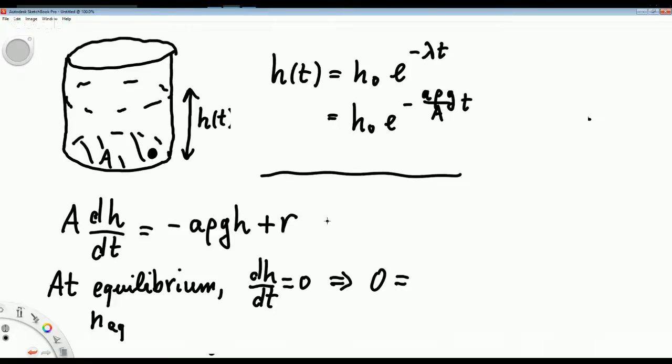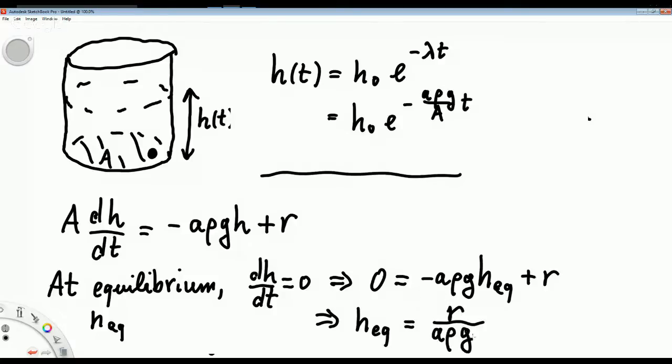Okay, the left-hand side of the differential equation that we wrote must equal minus a rho g h_eq, for equilibrium, plus r, which is a very simple equation to solve for the equilibrium height, and gives us just r over a rho g. So some of you asked about the solution for the equilibrium height, and I think you gave me almost the right answer. You were just missing this a at the bottom, which is this constant depending on the characteristics of the hole.